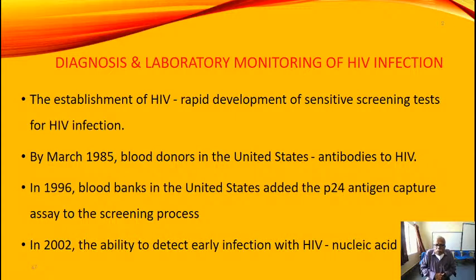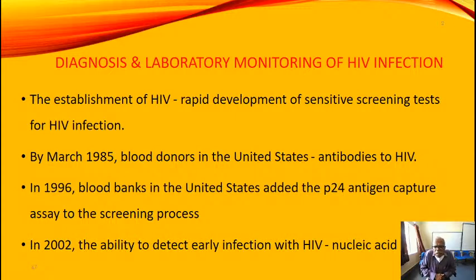So if you remember, the first infection was diagnosed and confirmed to be due to HIV virus in 1983. But the first test to diagnose the infection was identified in 1985. That is the ELISA test. Afterwards, this ELISA test persisted in our science for longer periods of time till we developed better tests.